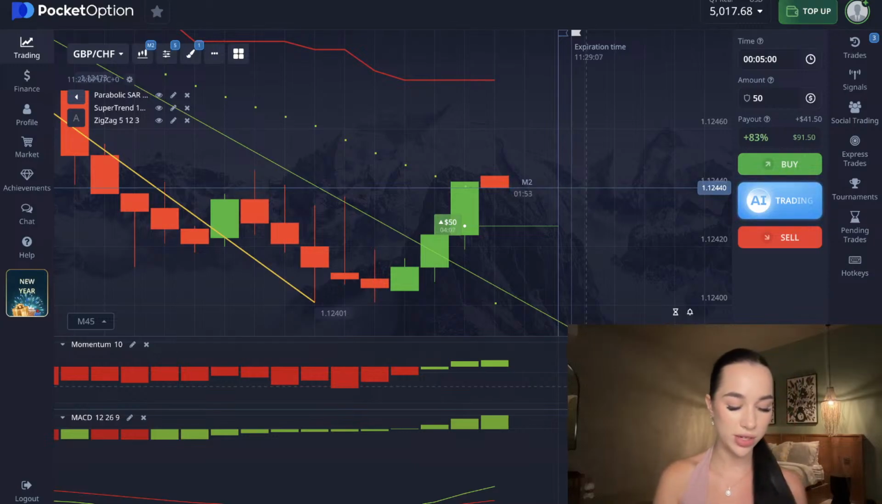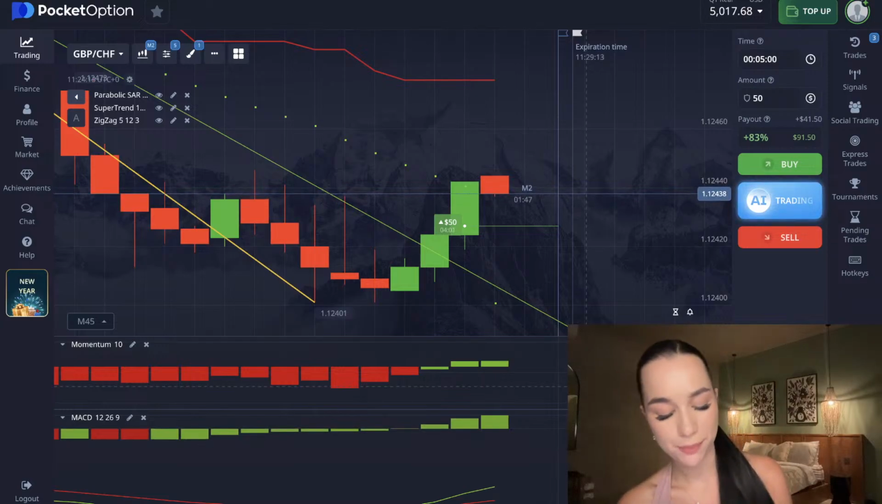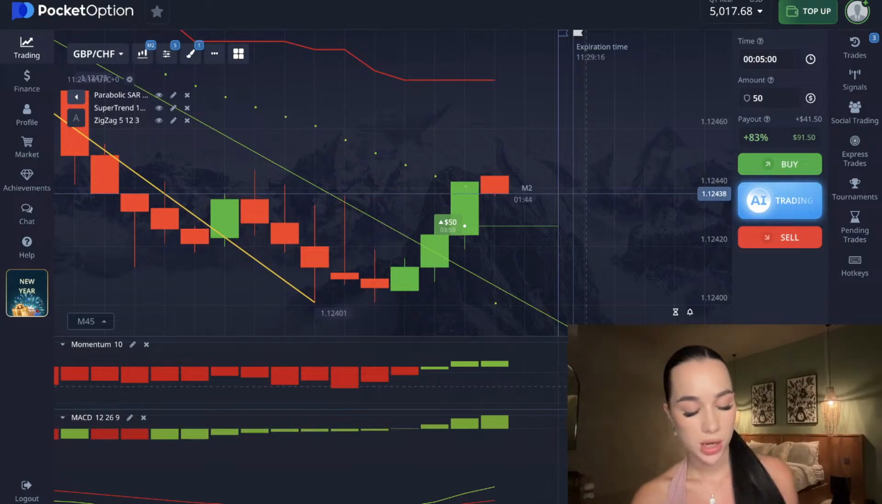So how accurate is 1 2 3 strategy? What do you mean by 1 2 3 strategy? Do you only trade Pocket Option? Yeah, only Pocket Option. Which strategy is better for beginners?